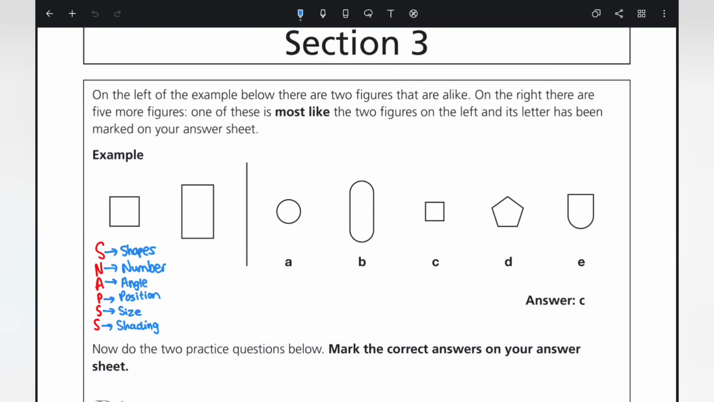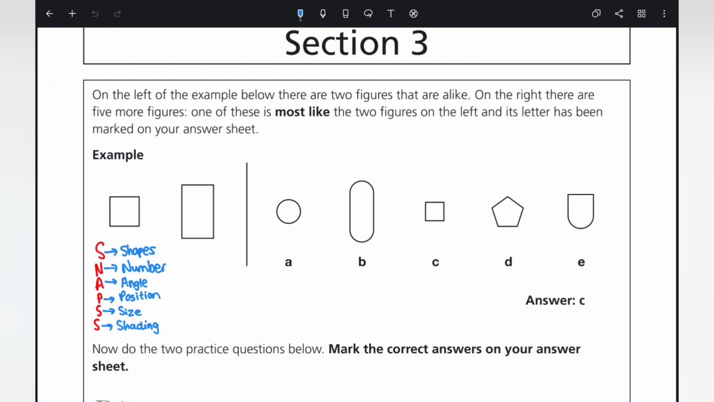And then after A, we have P, which is position. Look at the position of dots. Look at the position of lines. S stands for size. Look at the size of things from A, B, C, D, and E, and see if you can find any. As mentioned, we have covered SNAPS, which is an acronym for your 11 plus NVR. So you look at the position, you look at the size, and finally you look at the shading.